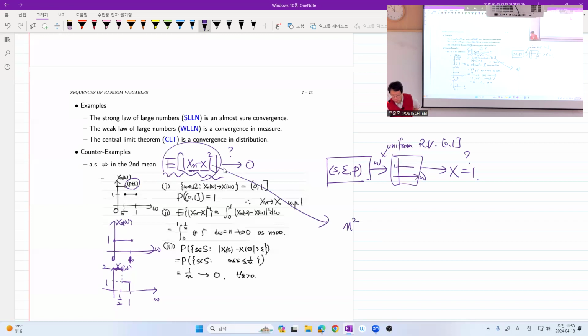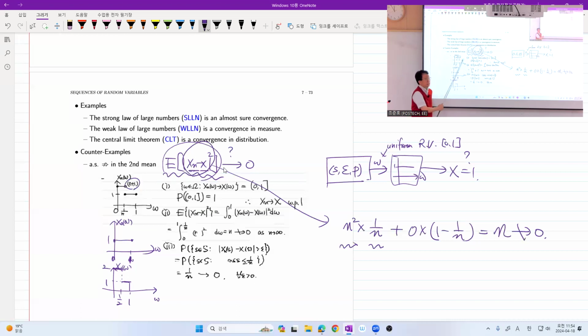So n squared times 1 over n. This is the value of this one, right? This is the probability. Plus, what is the value? Now 0 times 1 minus 1 over n, right? What is this one? This is n, and n does not go to 0 as n tends to infinity. So we've just established that the almost sure convergence does not necessarily imply convergence in the pth mean. We can similarly show that for other values of p, we can say almost the same thing. Got it?